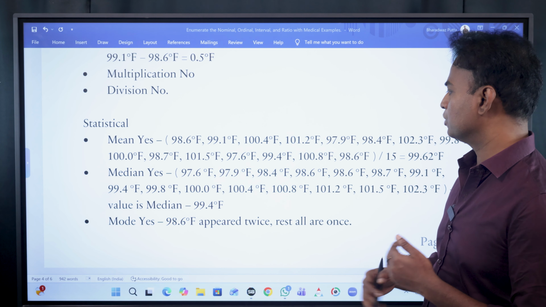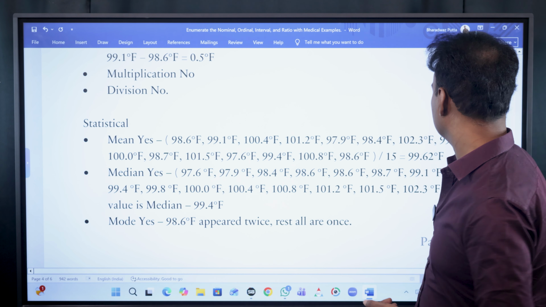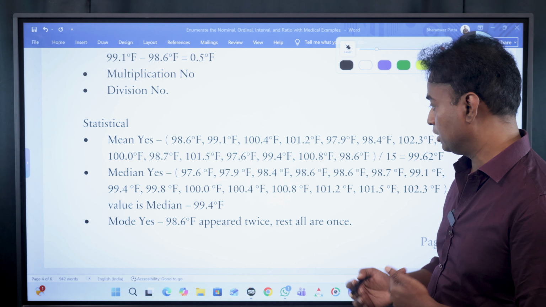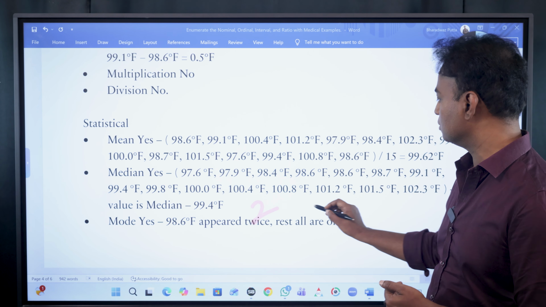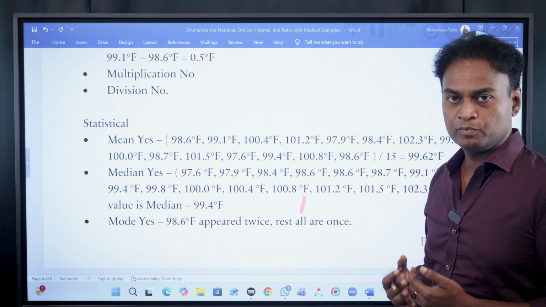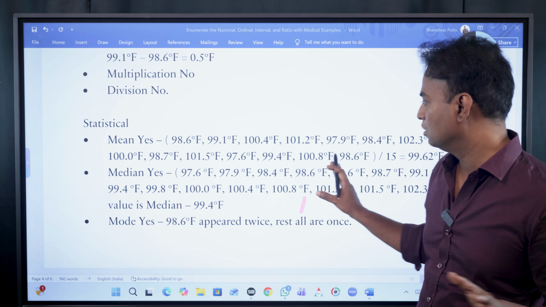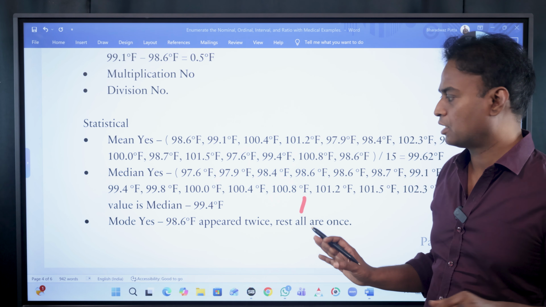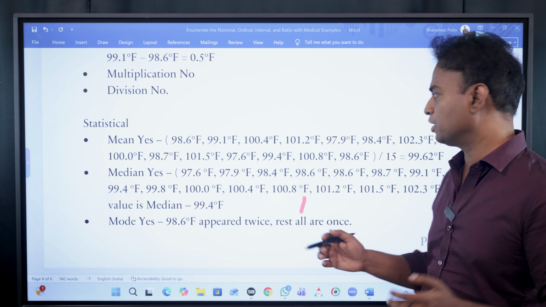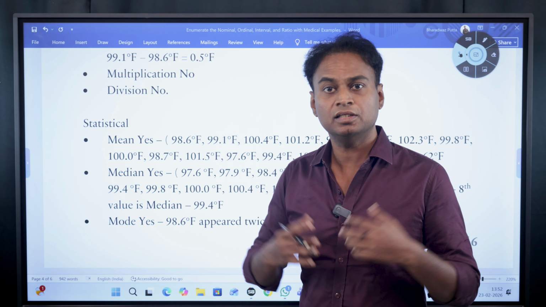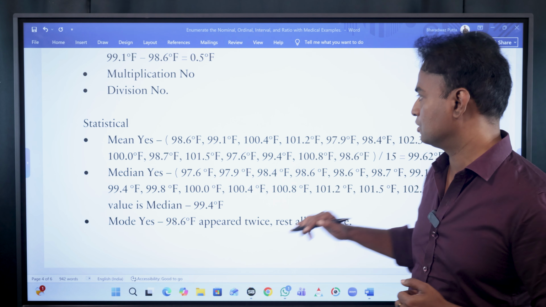And coming to the mode, which one is frequently repeated? 98.6 is a common temperature. Normal temperature is frequently repeated. It appeared twice, rest of all the temperatures appeared only once. Mode means which appeared more frequently. 98.6. In this data set, two patients have normal temperature, that is 98.6. Rest of the patients have different temperatures. So in an interval scale, you can find mean, median and mode as well.